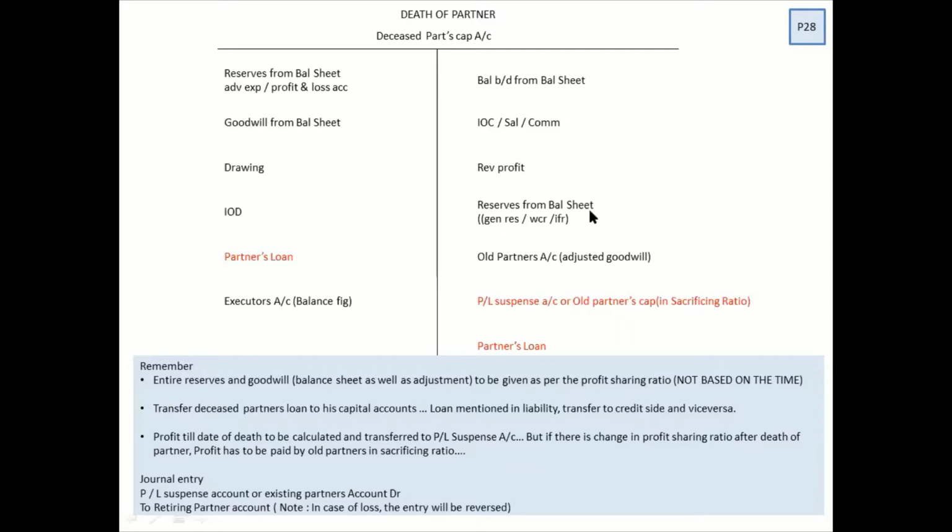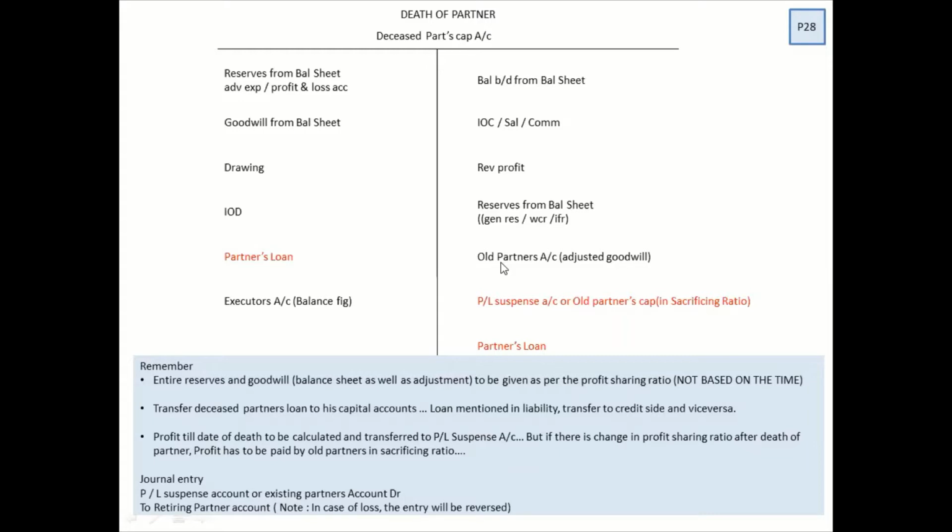These are the reserves from the balance sheet. The general reserve, the WCR, IFR, you should give the deceased partner his share from all the reserves, because reserves are nothing but the profits, right? And then comes the goodwill part. Just like retirement, even in this chapter, the deceased partner will get his share of goodwill. That's nothing but the efforts he had put in the business, which will be compensated because he has left the business. And the entry is exactly the same as we did in retirement.